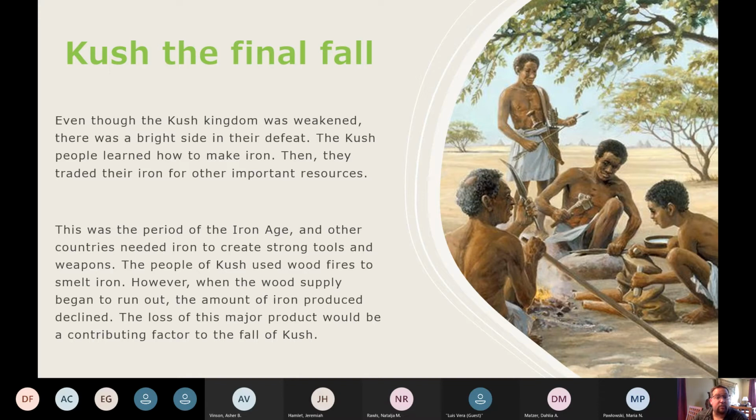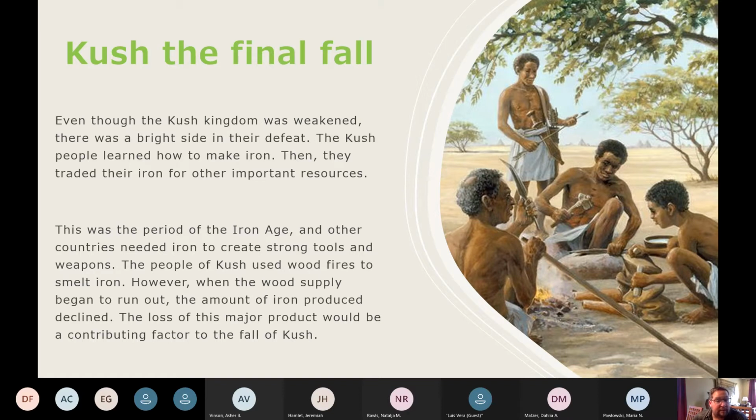And even though the Kush kingdom was weakened, there was kind of a bright side in their defeat. The Kush people learned how to make iron, and then they traded their iron for other important resources. This period was known as the Iron Age, and other countries needed iron to create strong tools and weapons. The people of Kush used wood fires to smelt their iron.